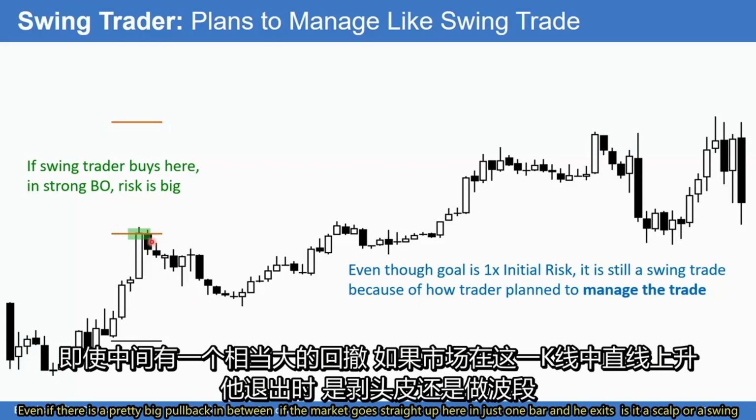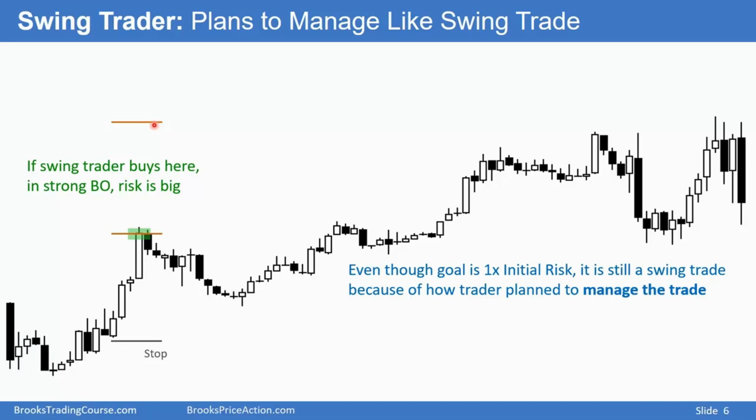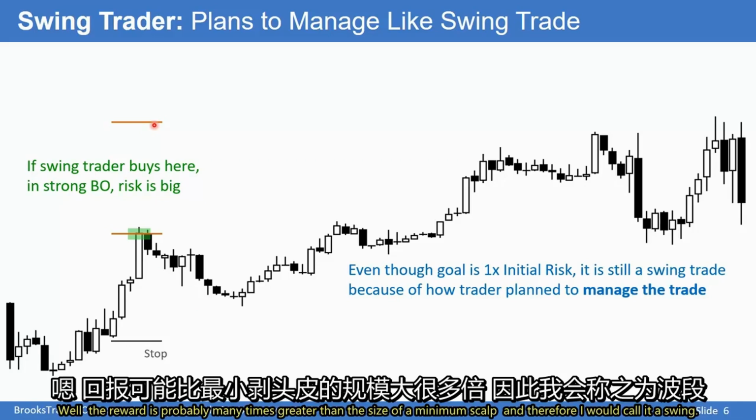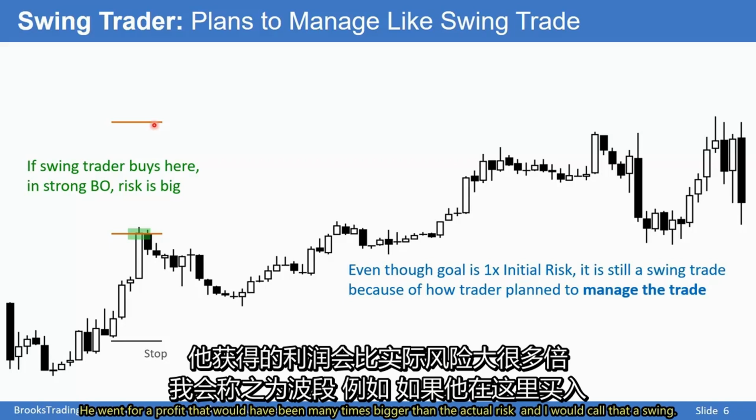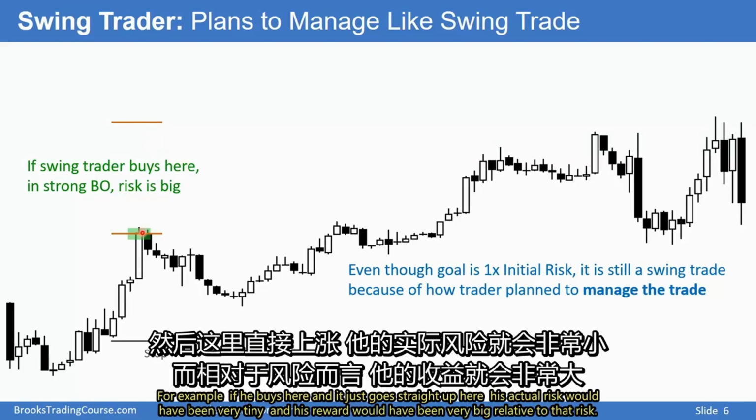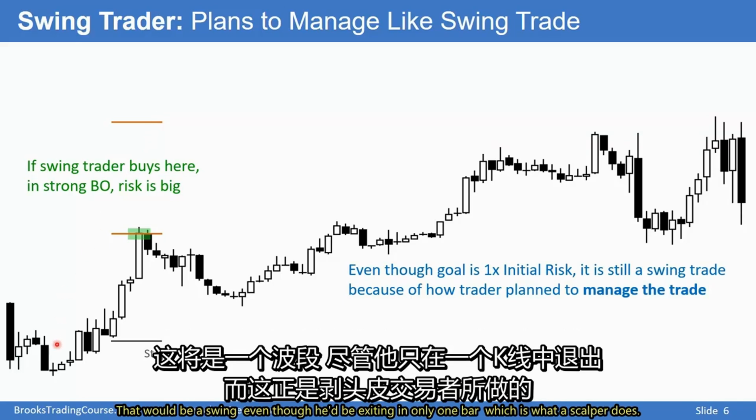If the market goes straight up here in just one bar and he exits, is it a scalp or a swing? Well, the reward is probably many times greater than the size of a minimum scalp, and therefore I would call it a swing. He went for a profit that would have been many times bigger than the actual risk, and I would call that a swing. So for example, if he buys here and it just goes straight up here, his actual risk would have been very tiny, and his reward would have been very big relative to that risk. That would be a swing.